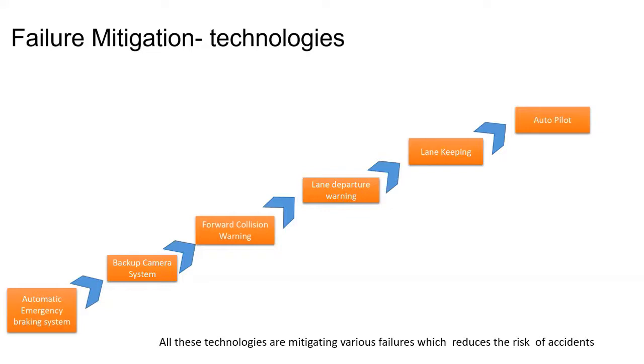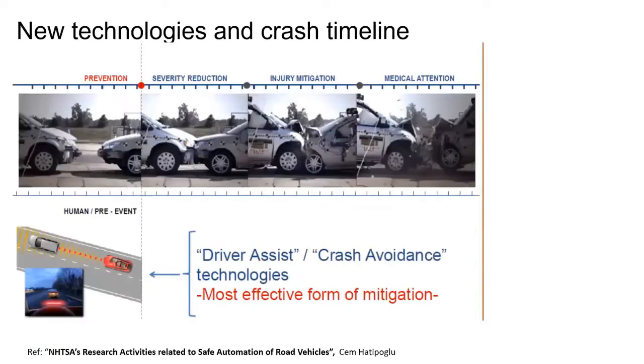So we want to take the driver out of the system slowly, but we need to build up the confidence, because we cannot just go and take it. We need to build up the confidence slowly with the user so that we can achieve such systems. So the most effective mitigation is basically crash avoidance.